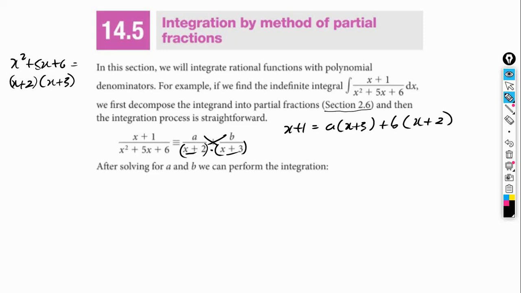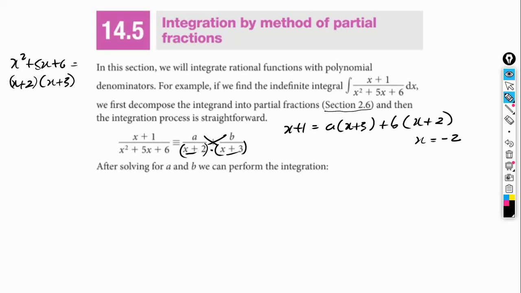So since we want to solve for a and b, and not really for x, we can take advantage of the fact that we have x on both sides of the equation. So that means that this equality has to be true for any value of x. So we can use an x that helps us get rid of one of these variables. So if we say x equals -2, we can get rid of b and solve for a.